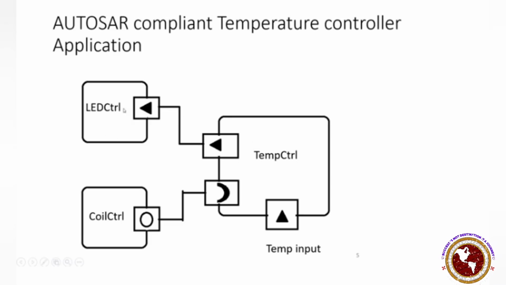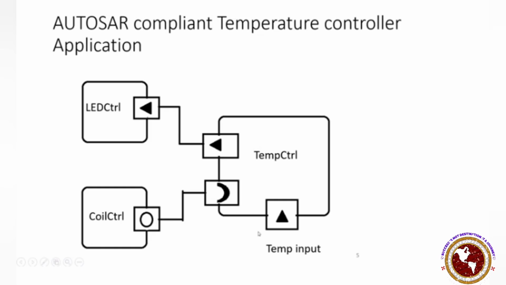These two ports are connected with the help of a sender receiver interface, and these two ports are connected with the client server interface. So the temperature controller has one P port here, and this LED control has one R port here. This is a P port, the provided port, and this is the required port. And then here we have the client server interface. This will become our provided port, and this is our required port. This is the R port and this is the P port.